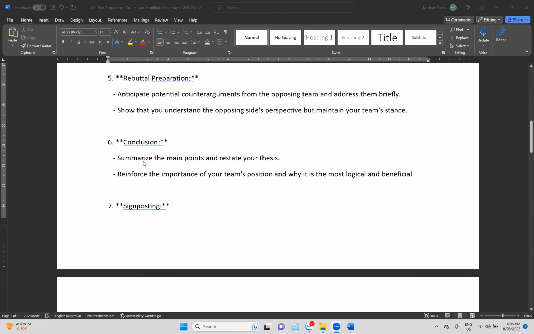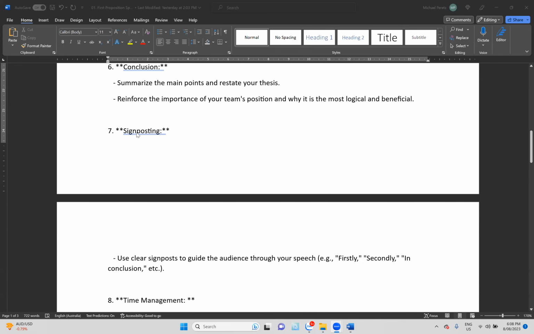And finally, we want to summarize the main point, and that's just where you restate your original argument, and you want to reinforce the importance of your team's position and why it is the most logical, why it makes sense, and why your side of the argument is going to be better for everybody than the other side's argument.